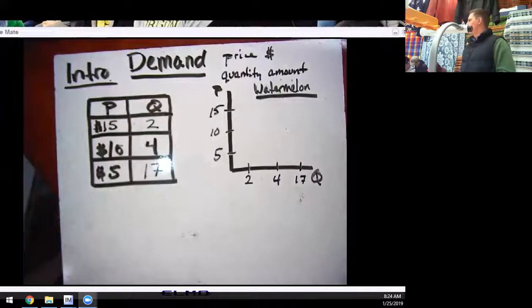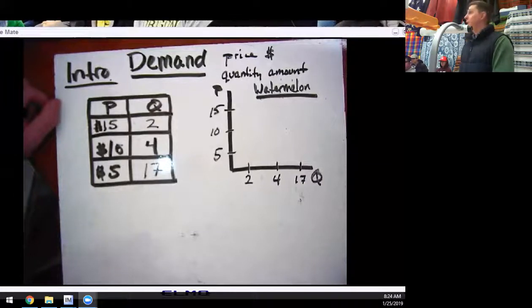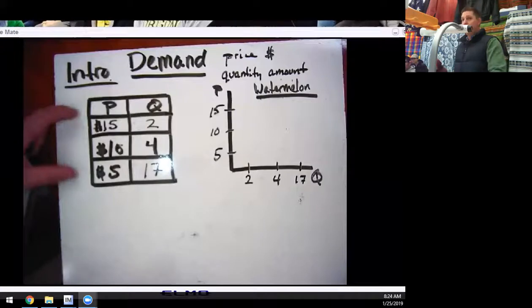Some of you can probably see what we're doing right now. You've already figured it out. Once you have it, eyes here. So let's go ahead and plot our points now. We're building a demand curve from our demand schedule.